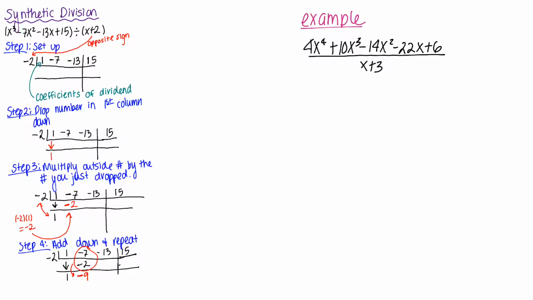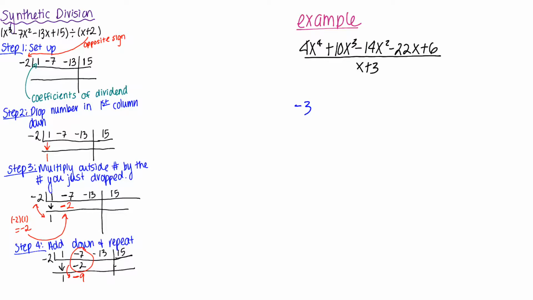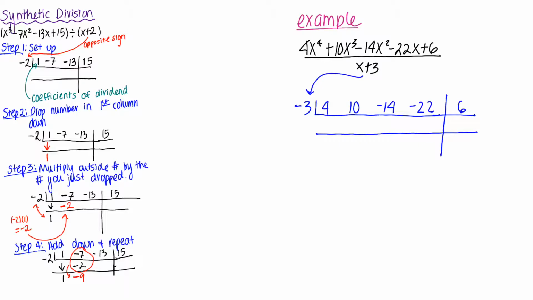So for me, this is a plus 3, so I'm going to put a negative 3. So that's where that came from. And then I'm taking all of these coefficients, and they're already in descending order, and I'm just writing the coefficient. So I have a 4, a 10, a negative 14, a negative 22, and a 6. And then I like to draw a little line there because it helps identify where the remainder is. The remainder is eventually going to end up right in here. So that's step 1. That is my setup.